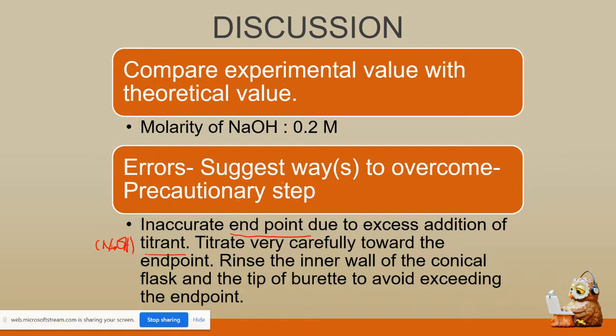So how do you overcome that problem? Titrate very carefully toward the endpoint, or slowly, up to you. And how do we prevent that from happening again? The precautionary step, you have to rinse the inner wall of the conical flask and the tip of burette to avoid exceeding the endpoint. This is in addition to the titration that must be done very slowly towards the endpoint. So that is one. You have to come up with another two.